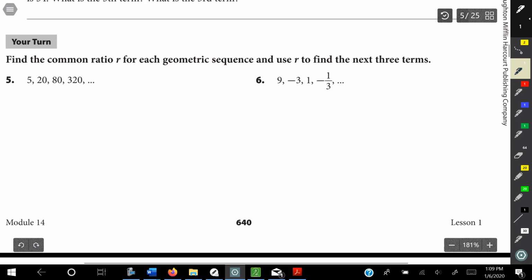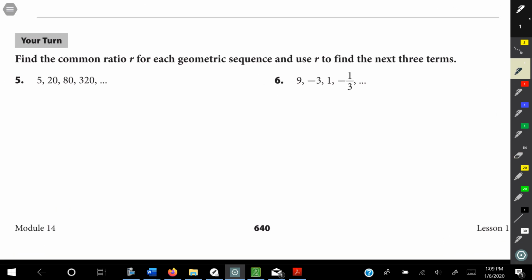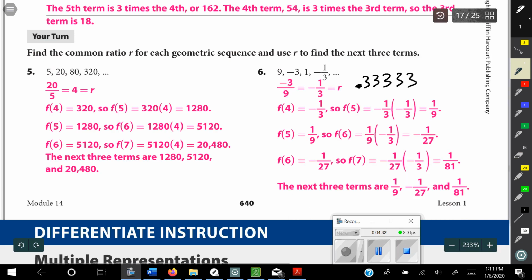Okay. Take a look at these two and see if you can find the common ratio and multiply it times the last term. Don't let this fraction throw you off. You treat it just like any other number. Okay, so this should be what you get. If you had 0.33333 for your common ratio, that's correct, but it's a repeating decimal and it's hard to use. So it'd be better to use negative 1/3 on number 6. But let's talk about number 5.